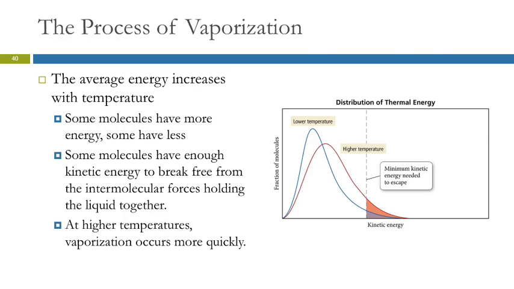The temperature of the water is an indication of the average kinetic energy of the water molecules, but it's an average. So there's some with higher energy and some with lower energy. So here's a distribution curve, the blue one at a lower temperature. And this line here represents the minimum kinetic energy needed to escape.